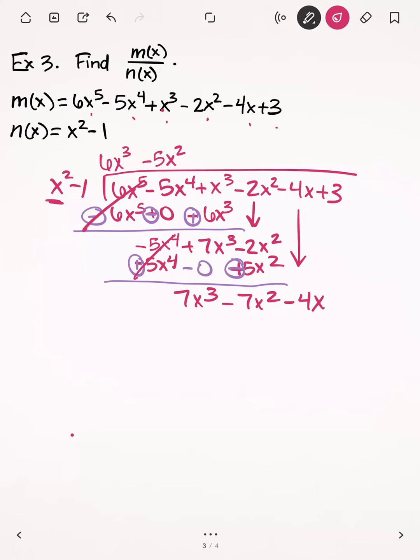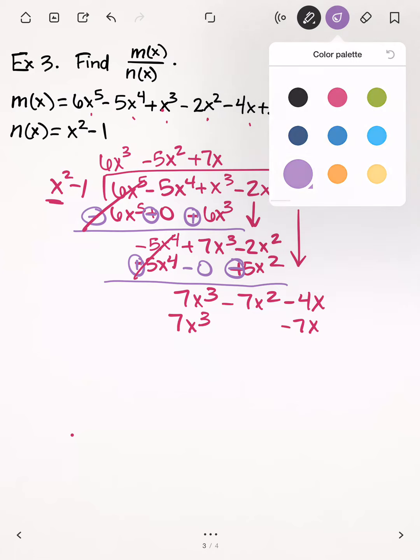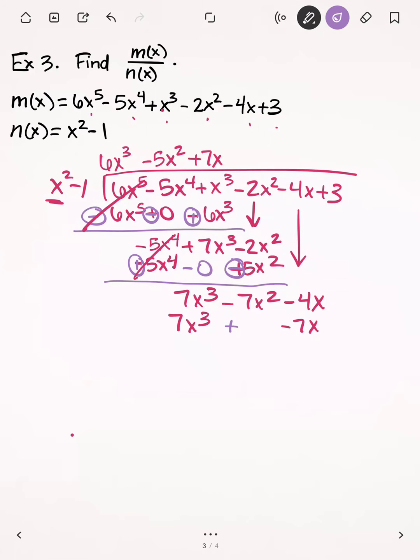So what do we need to multiply x squared by to get a 7x cubed? That is a positive 7x. 7x times x squared is a 7x cubed. 7x times a negative 1, that is a negative 7x. And here we go. We change the color of our pen. Oh, again, that's a 0. Draw your line. Change your signs.